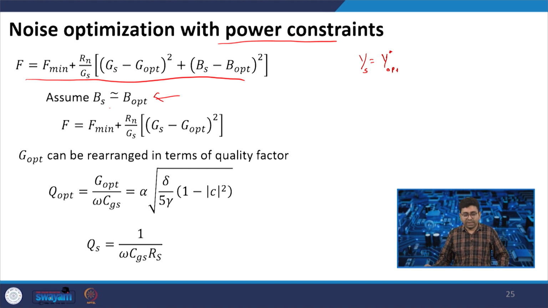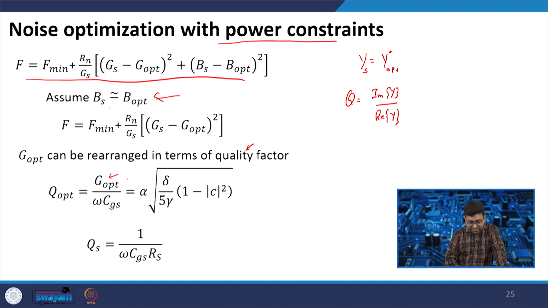So, your G opt here can be rearranged in terms of quality factor. The quality factor Q is given by the imaginary part over the real part. So, Q opt is equal to G opt by omega CGS. We already defined that Q is nothing but the imaginary part of Y by the real part of Y. Here the imaginary part is G opt and the real part is given by omega into CGS. So, Q opt is given by alpha square root of delta over phi gamma.